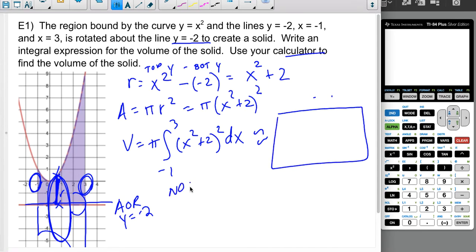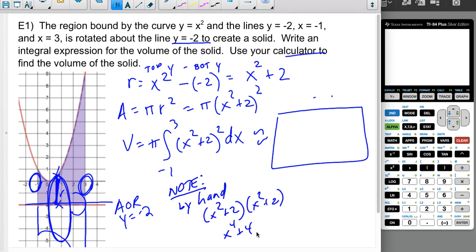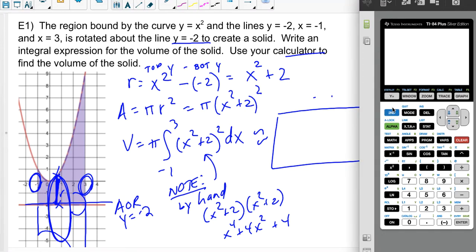It is worth noting that if you were doing this by hand, what you would have to do is FOIL this out, and then get x to the 4th plus 4x squared plus 4, and then you'd integrate the individual pieces. Okay, so that's if you were doing this by hand. I'm not saying that you have to do that by hand here. So if I were going to do this in my calculator, I would hit second pi, right? And I would hit math 9, so math 9. I didn't put a function in, but I think this one's pretty straightforward, so I'm not going to.